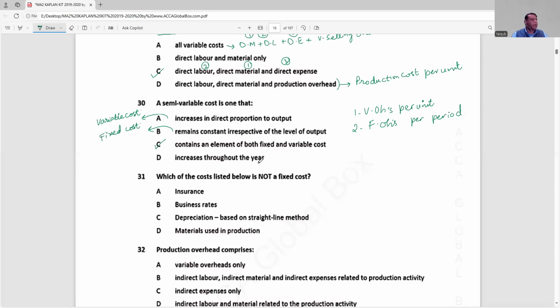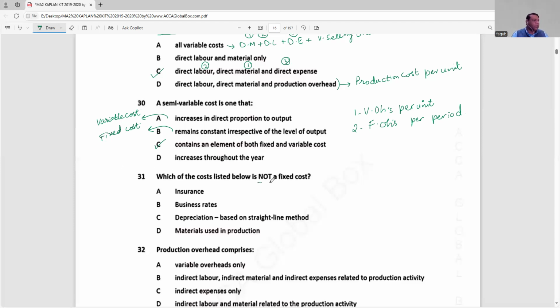Increases throughout the accounting year: no cost increases throughout the accounting year, only step fixed cost is the one which will rise if we are going beyond a certain time period or activity level. Similarly, variable cost will rise throughout the accounting period if there is an increase in production units. Even semi-variable cost also rises throughout the accounting period if there is a rise in production units.